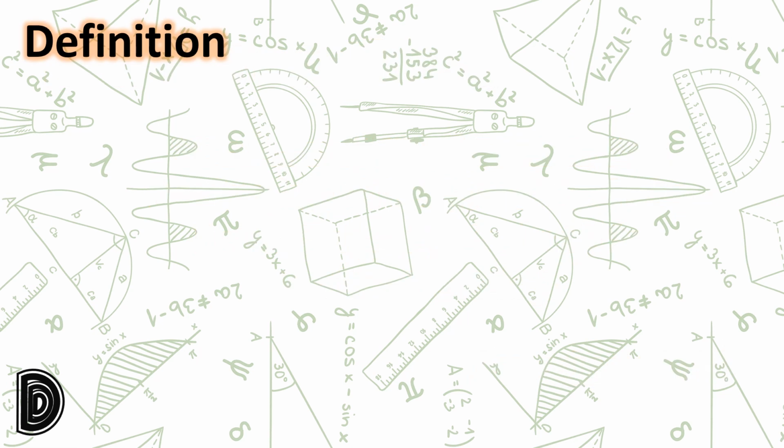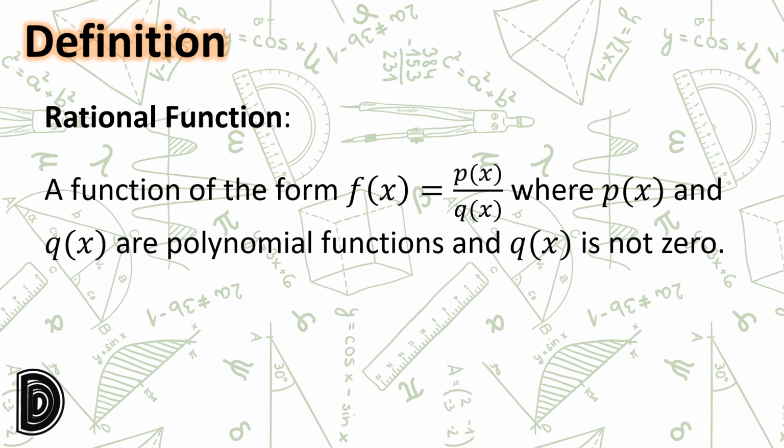Let us have the definition of a rational function. A function of the form f of x is equal to p of x over q of x, where p of x and q of x are polynomial functions, and q of x is not equal to 0.